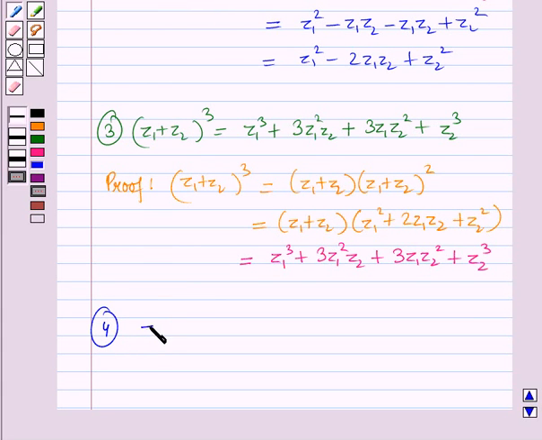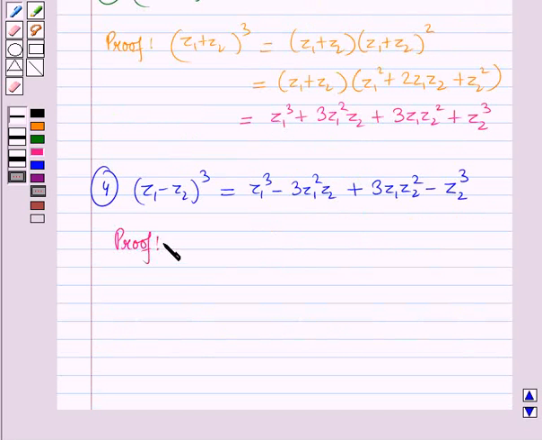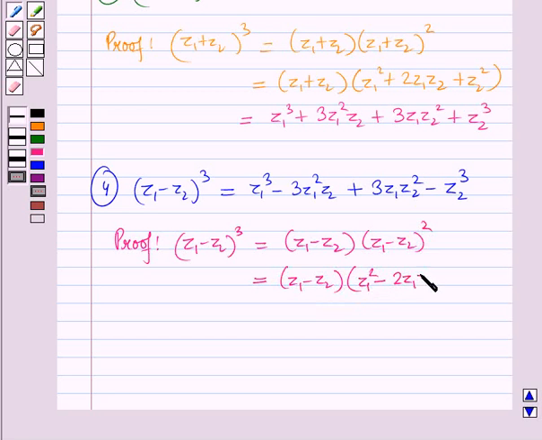Now the next identity is Z1 minus Z2 whole cube is equal to Z1 cube minus 3Z1 square Z2 plus 3Z1Z2 square minus Z2 cube. Now let us prove this identity. Z1 minus Z2 whole cube can be written as Z1 minus Z2 the whole into Z1 minus Z2 whole square, which is further equal to Z1 minus Z2 the whole into, now Z1 minus Z2 whole square from the second identity is Z1 square minus 2Z1Z2 plus Z2 square the whole. Now on multiplying, we get Z1 cube minus 3Z1 square Z2 plus 3Z1Z2 square minus Z2 cube.